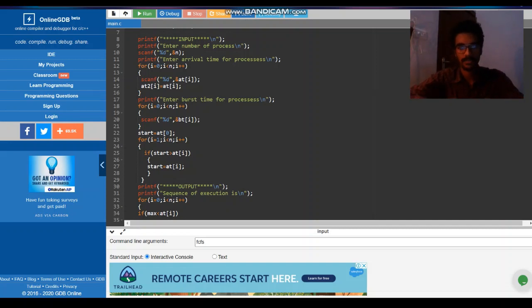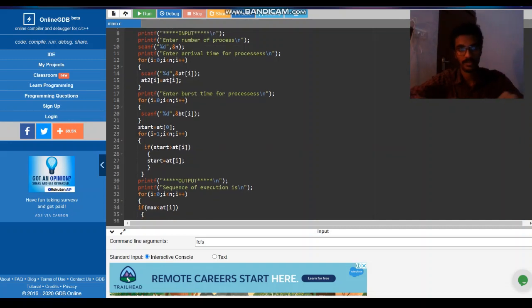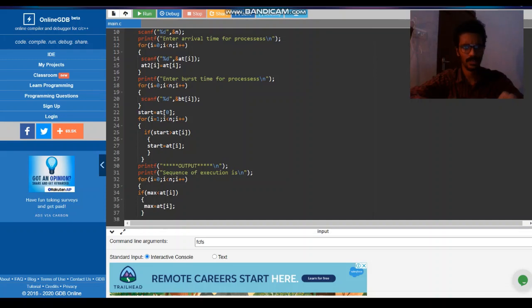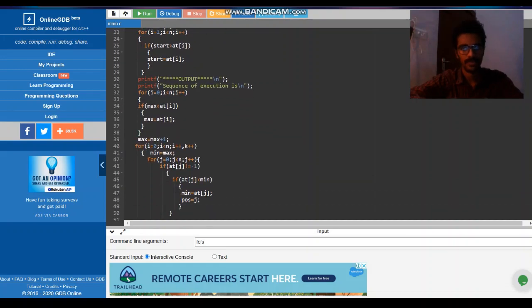Then I'm asking for the burst time, using the for loop again and scanning the burst time variable, and then it gets closed. And now I'm going to use start equal to AT of 0. That's where I'm going to start. So for i equal to 1, i less than n, i plus plus, I'm going for the if statement: if start is greater than AT of i, start is equal to AT of i.